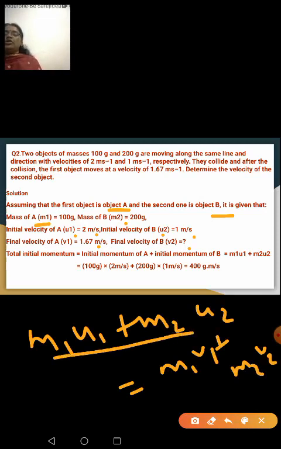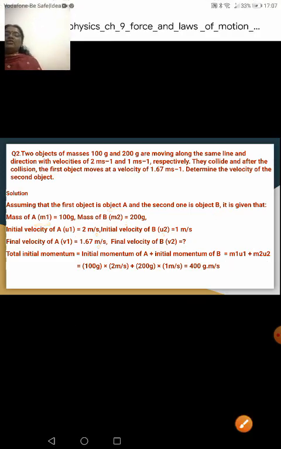So this is the total initial momentum. The law of conservation of momentum states that momentum before collision is equal to momentum after collision. Momentum before collision is the initial momentum. So that is the total initial momentum. That can be calculated using the formula M1 U1 plus M2 U2.